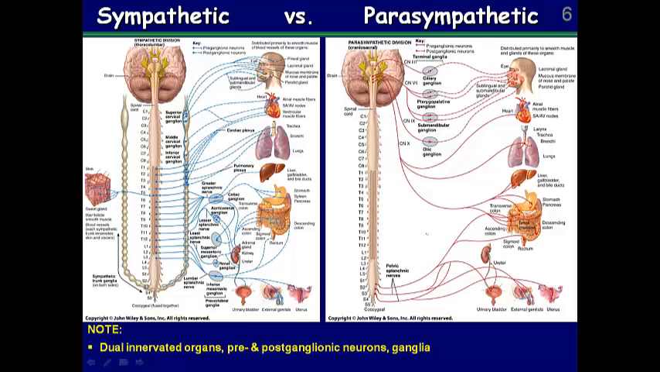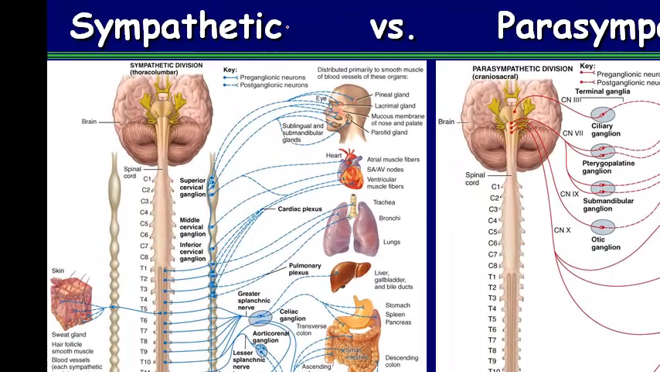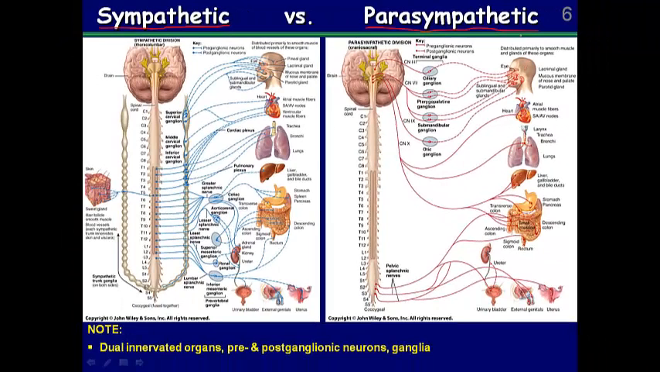This is kind of a scary slide. These two pictures here are found in every single textbook. Every single A&P book has some sort of drawing like this, and it always is very intimidating. So we're going to try to simplify these. What we're looking at on the left is kind of the sympathetic system. On the right we have the parasympathetic system. So a couple things I want to point out. We're going to simplify this.